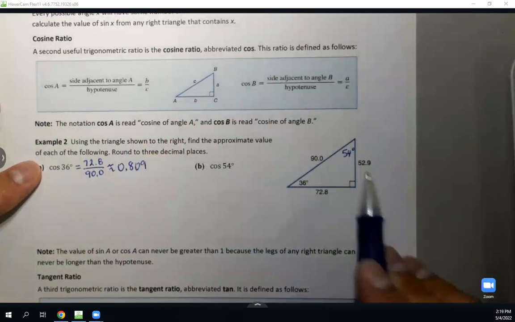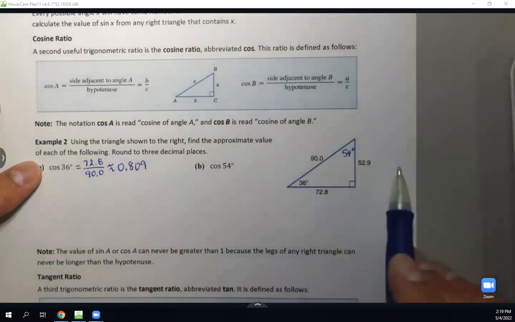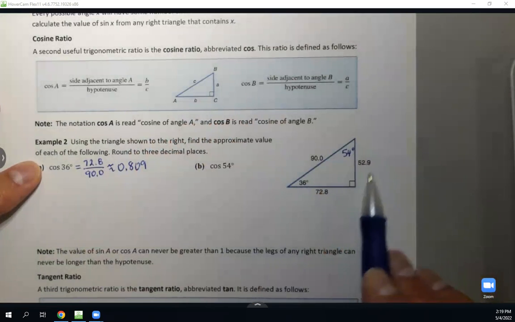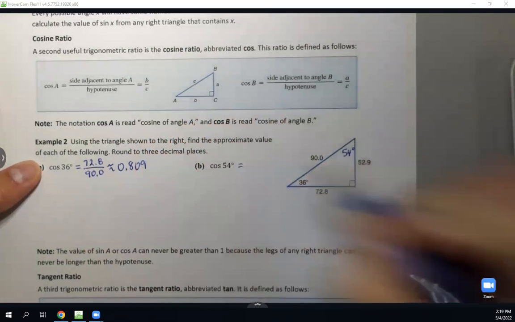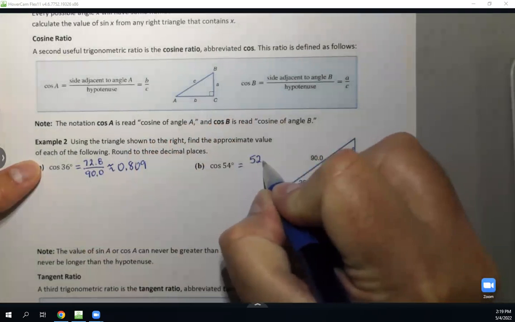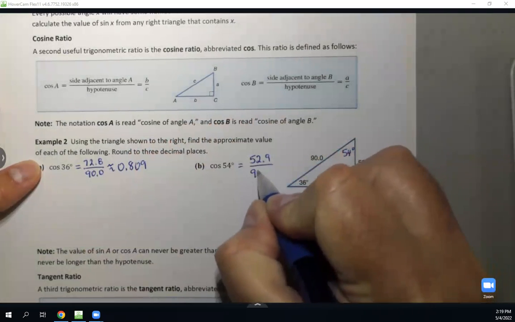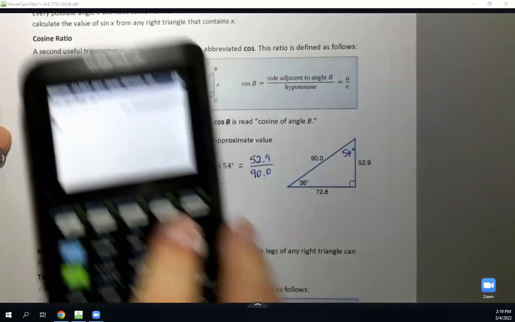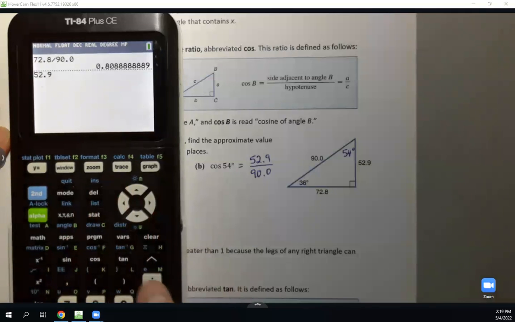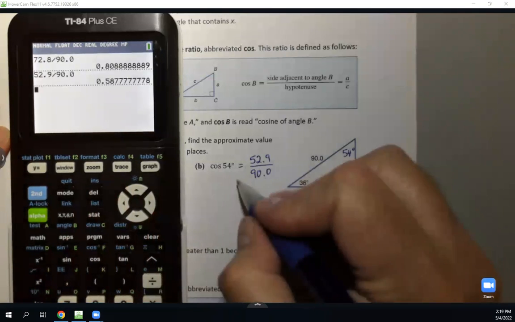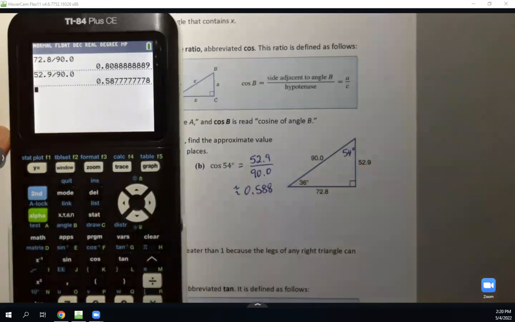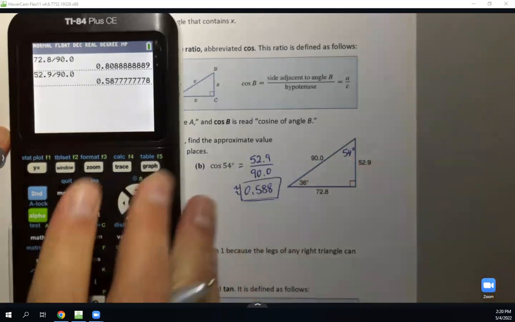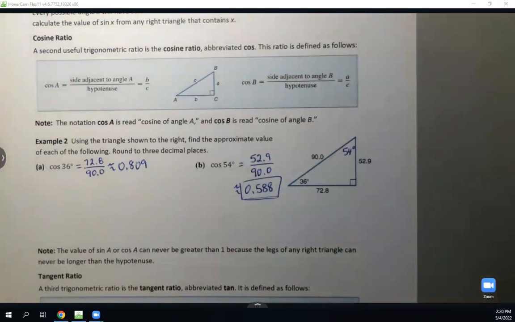Cosine of 54 degrees. So here's my 54-degree angle. That's going to be the side adjacent, which is 52.9, over the hypotenuse, 90.0. And 52.9 divided by 90.0 is 0.588. Isn't that hard?